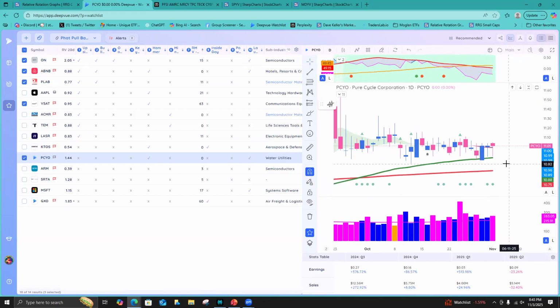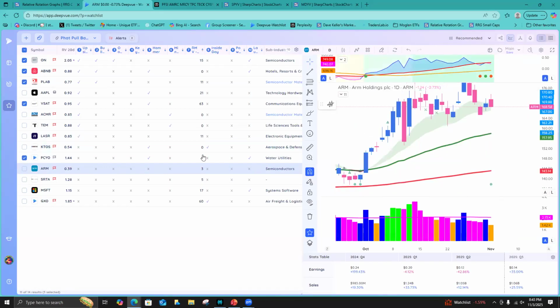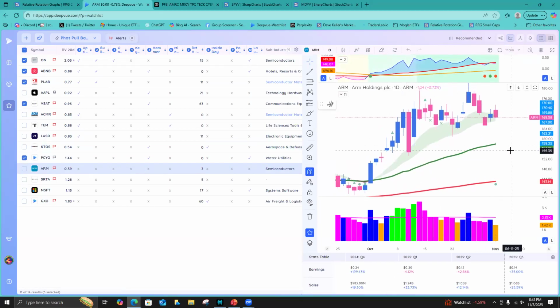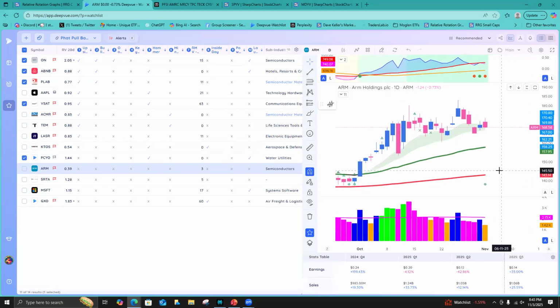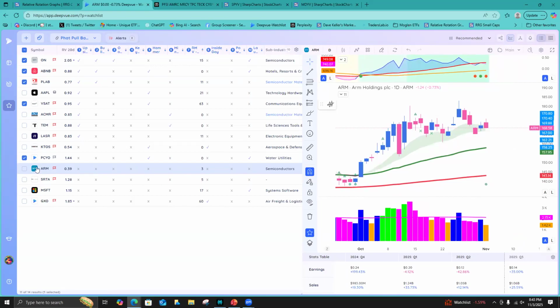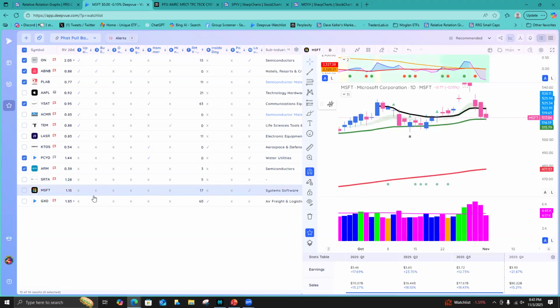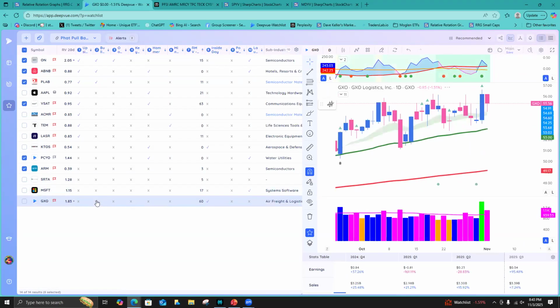And we saw XLU bouncing off the 50. So why not? Right? Put it on the list. ARM. I wish it looked better, but it's semiconductor and it's in a low volume setup, pretty extreme low volume. So I'm putting it on there. And then Microsoft doesn't look good at all. And then GXO.